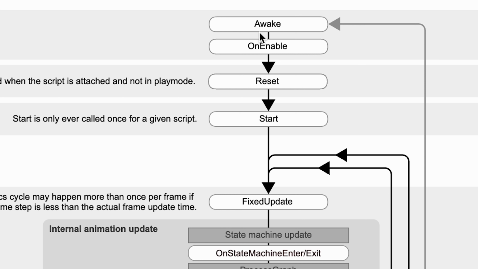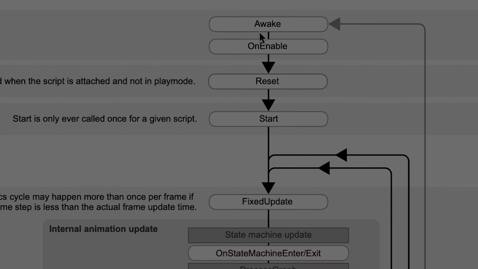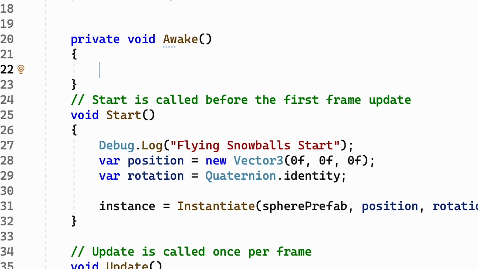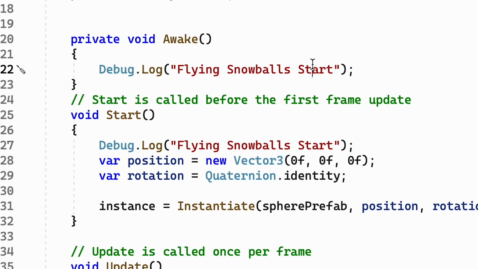Here we're looking at the very beginning of the life cycle, and you can see that Awake is the very first event that's run. So here I'm just putting in an Awake function and adding a log message. And you'll see that when we run this, the message inside the Awake will appear first in the debug console.